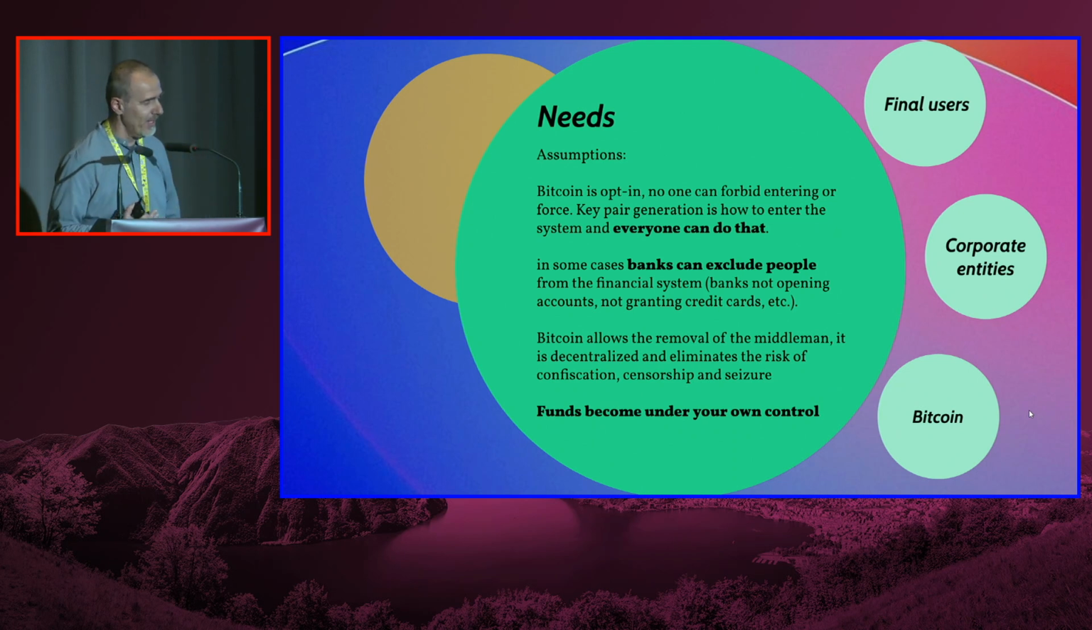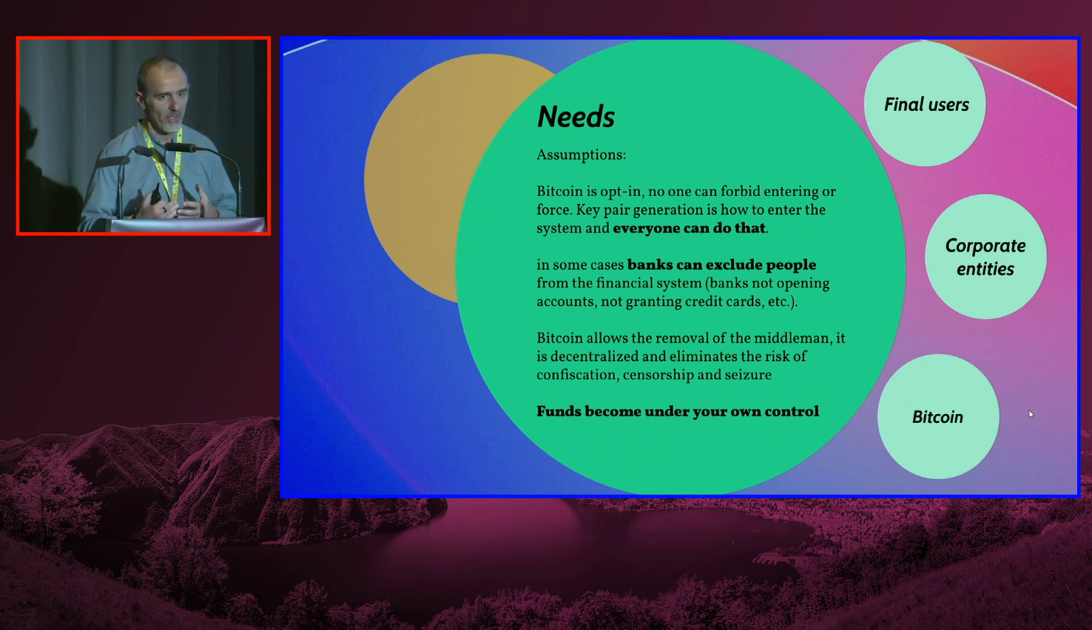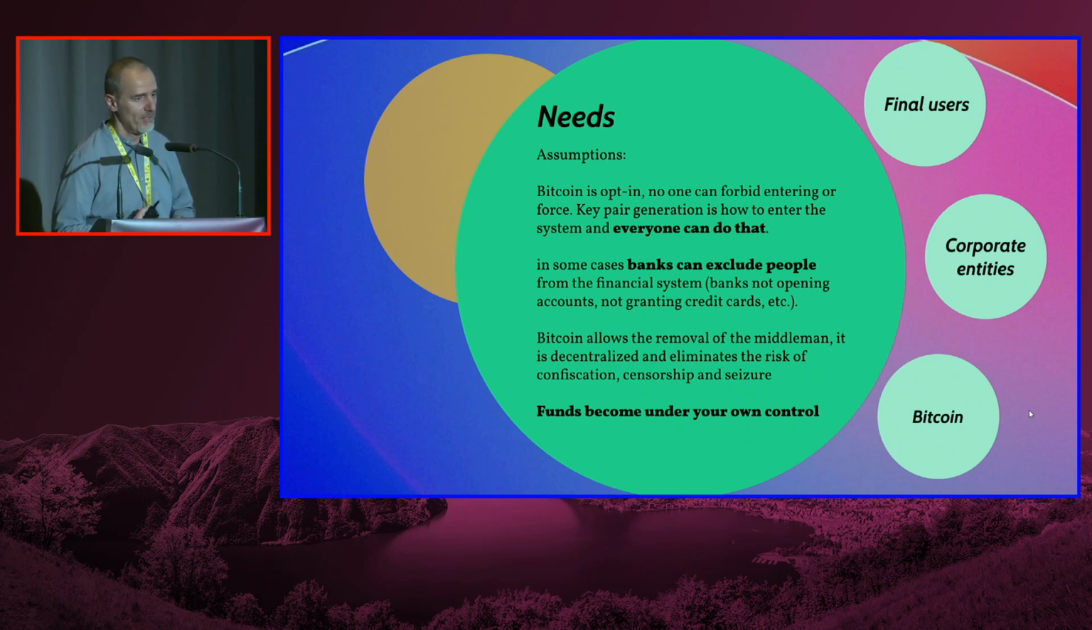Let's talk about the needs that we have as final users and corporate entities. We start from the assumption that Bitcoin is opt-in. So no one can forbid entering the system, and no one can force someone to enter the system. This is very important. In fact, anyone can enter the system just by creating a key pair. So it's very different from the banks, the traditional financial system, where people can be excluded.